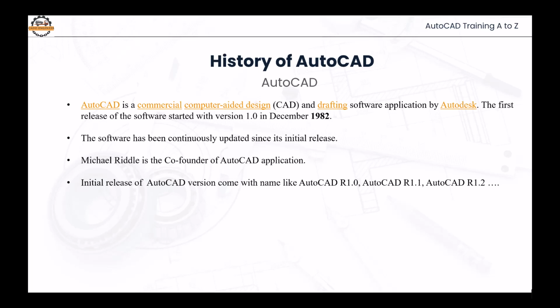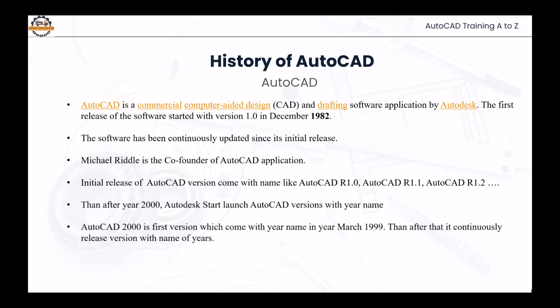Initial releases of AutoCAD came with names like AutoCAD R1.0, R1.1, R1.2, and so on. Then after the year 2000, Autodesk started launching AutoCAD versions with the year name. AutoCAD 2000 is the first version that came with the year name, in March 1999. After that, it continuously released versions with the names of years. Now the latest version in the market is AutoCAD 2024, which was launched on March 28, 2023.